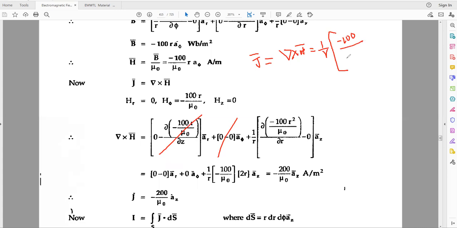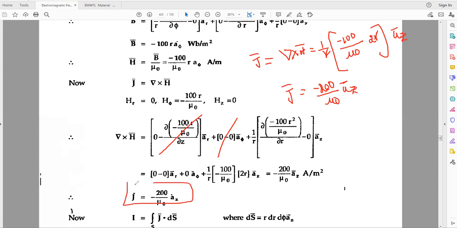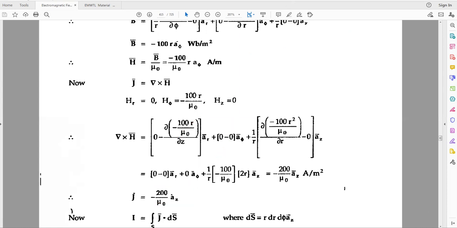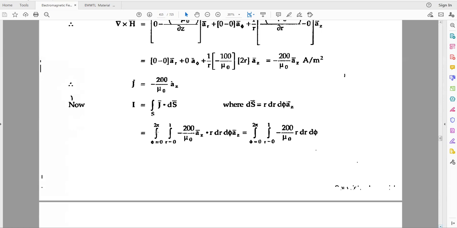So minus 100 by mu naught is a constant. With respect to R means 2R into AZ bar. So R gets cancelled, and J bar is equal to minus 200 by mu naught AZ bar. Using this J bar, you can find the current also. What is the current here? I is equal to J bar dot ds bar.